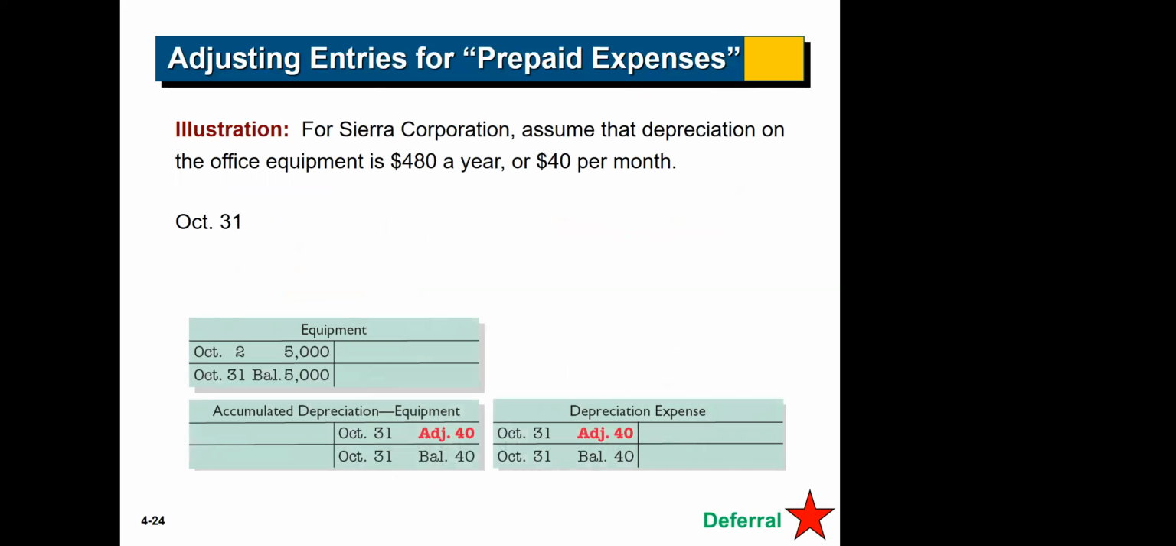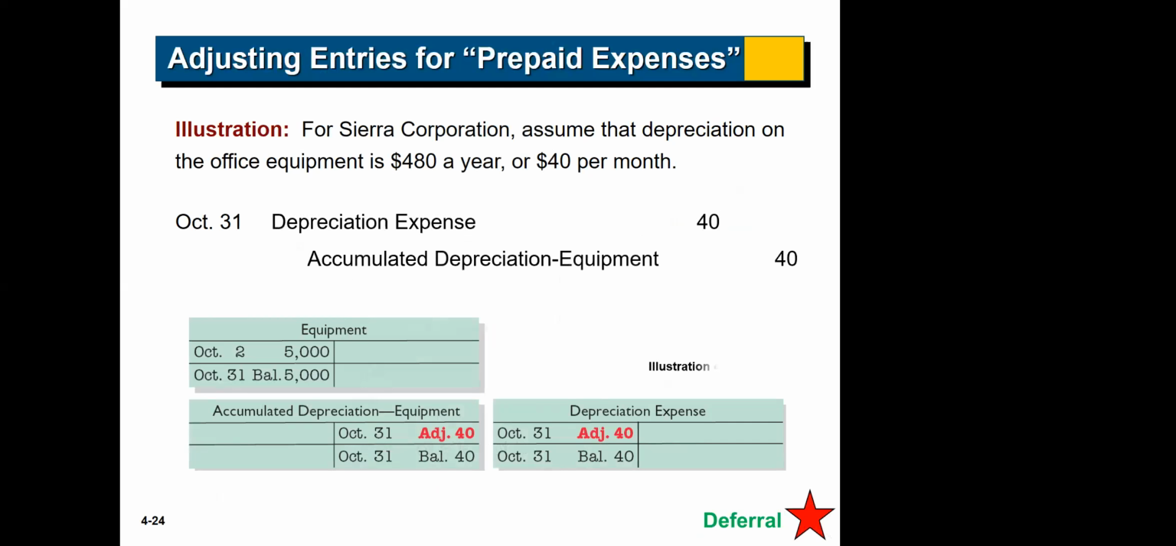Okay, for Sierra Corporation, assume that depreciation on the office equipment is $480 a year or $40 a month. So they took 480 divided by 12. So what they would do every month is they would do an entry where they debit depreciation expense and they credit accumulated depreciation hyphen equipment.